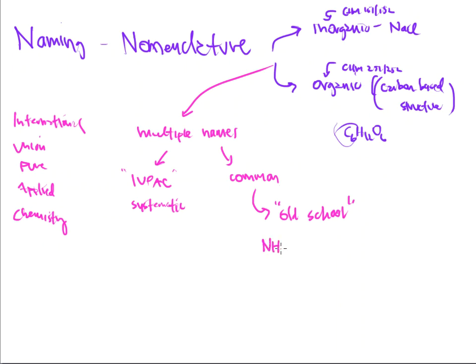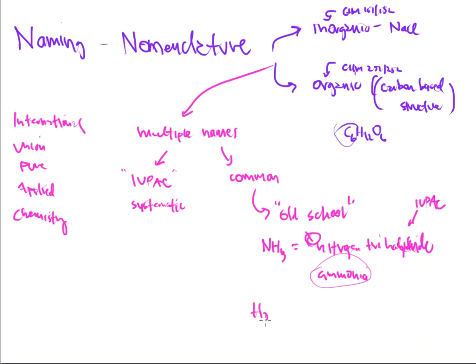For instance, NH3. NH3 is not called nitrogen trihydride. Sorry. It's not called nitrogen trihydride. What we call this is ammonia. IUPAC would want us to use this name, but we do not use that name. Instead, we use ammonia because that's really what it was called when it was first used back in the day, many years ago before IUPAC came along.